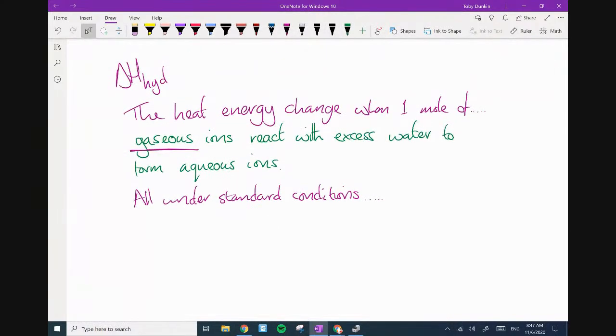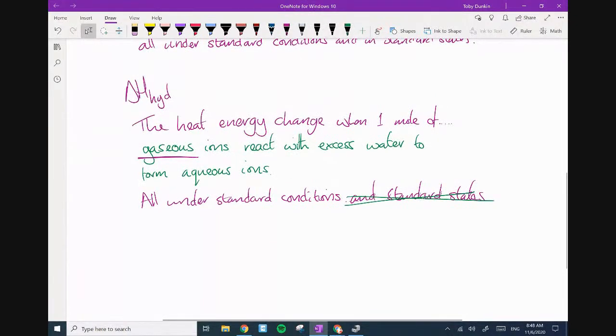And I always think that it's better for me to teach you a routine of writing the same thing every time, because I'm pretty sure you score all the marks anyway. All under standard conditions and standard states. I will just put standard states. I'm pretty sure that if you say it, it won't matter, but I will just say that bit there wouldn't be included in this particular definition because they're not in standard states.